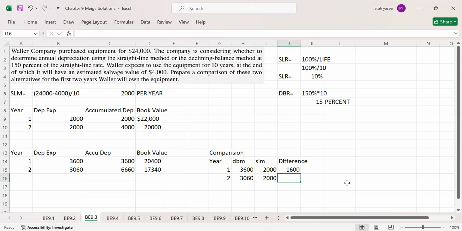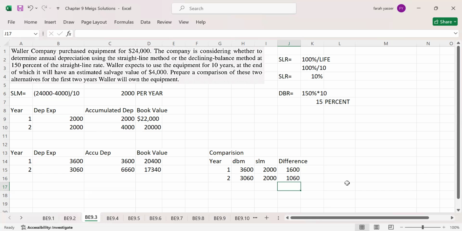And second year, when we deduct 2000 from 3060, we get 1060. So second year, $1060 are higher in case of declining balance method as compared to straight line method. So this is just the comparison that is required.